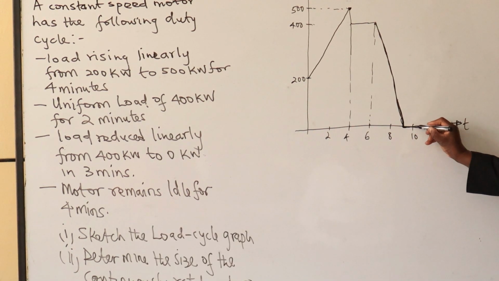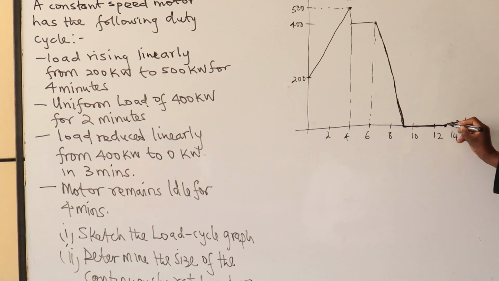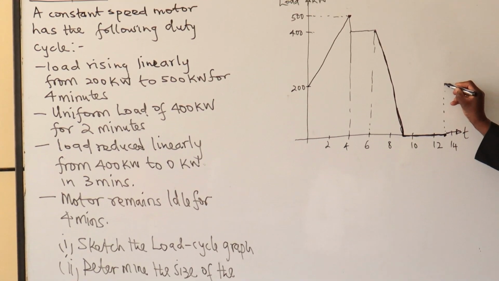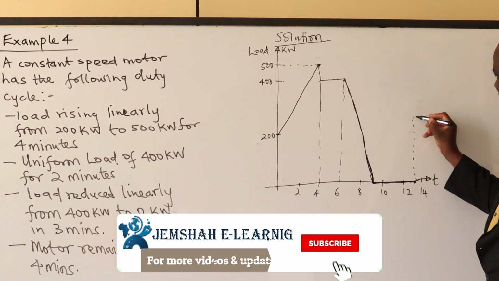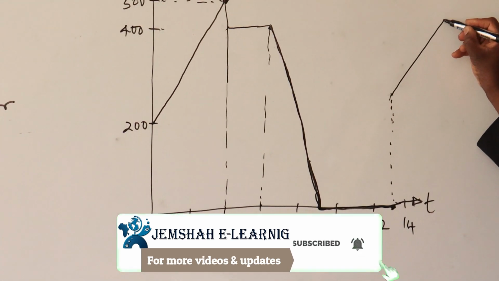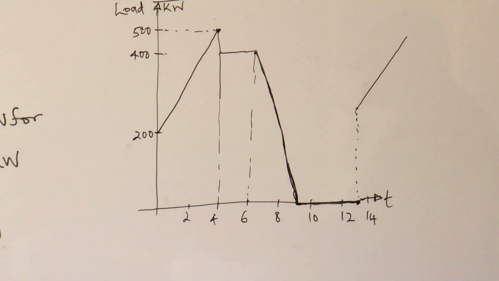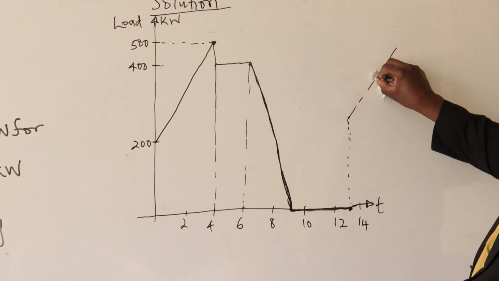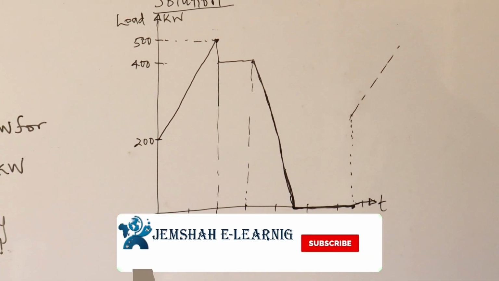This you put in bold, eh? That is a duty cycle. When you reach here, you say it is again going to start. So if it is going to start, you have to show that another cycle is starting. So that is what we will call load duty cycle.